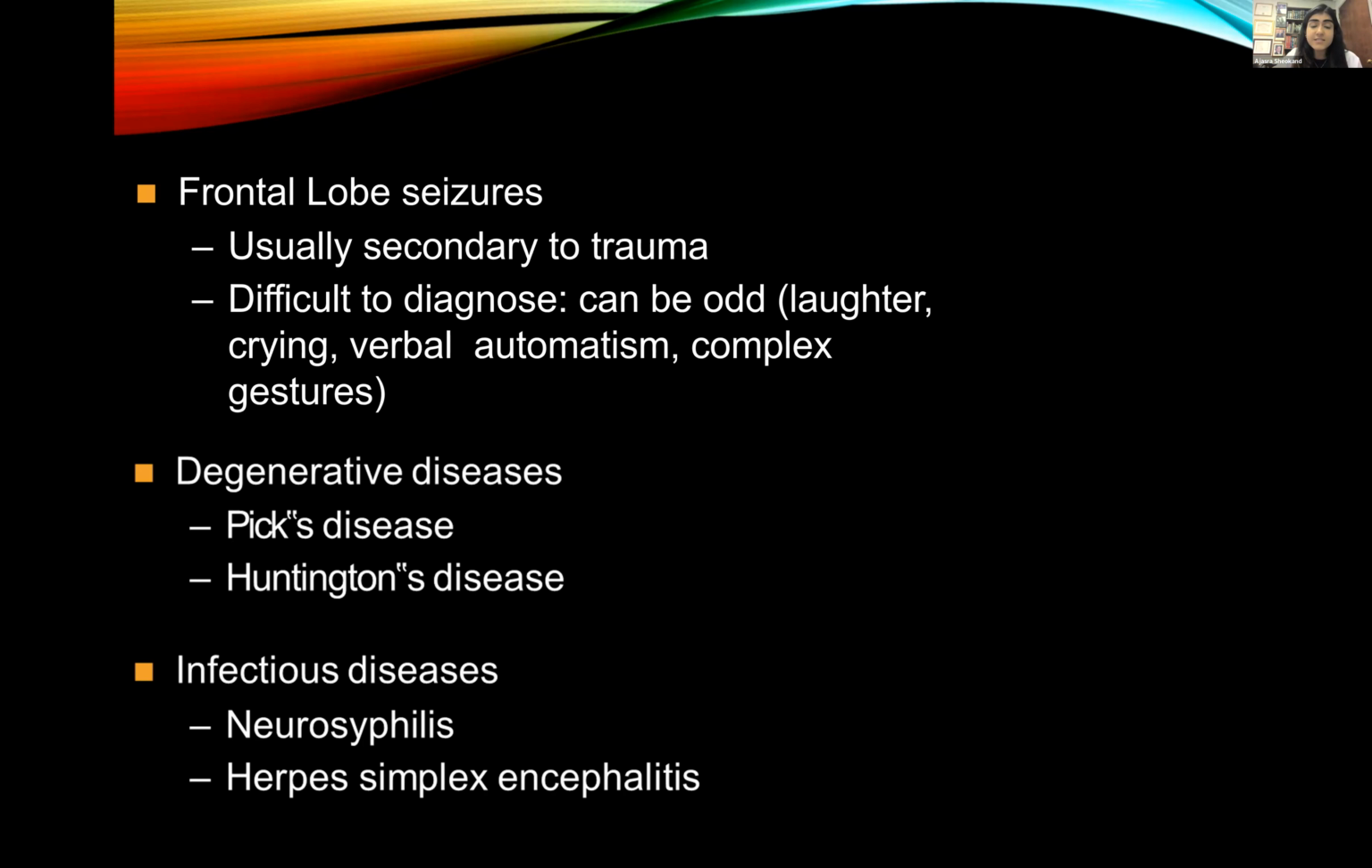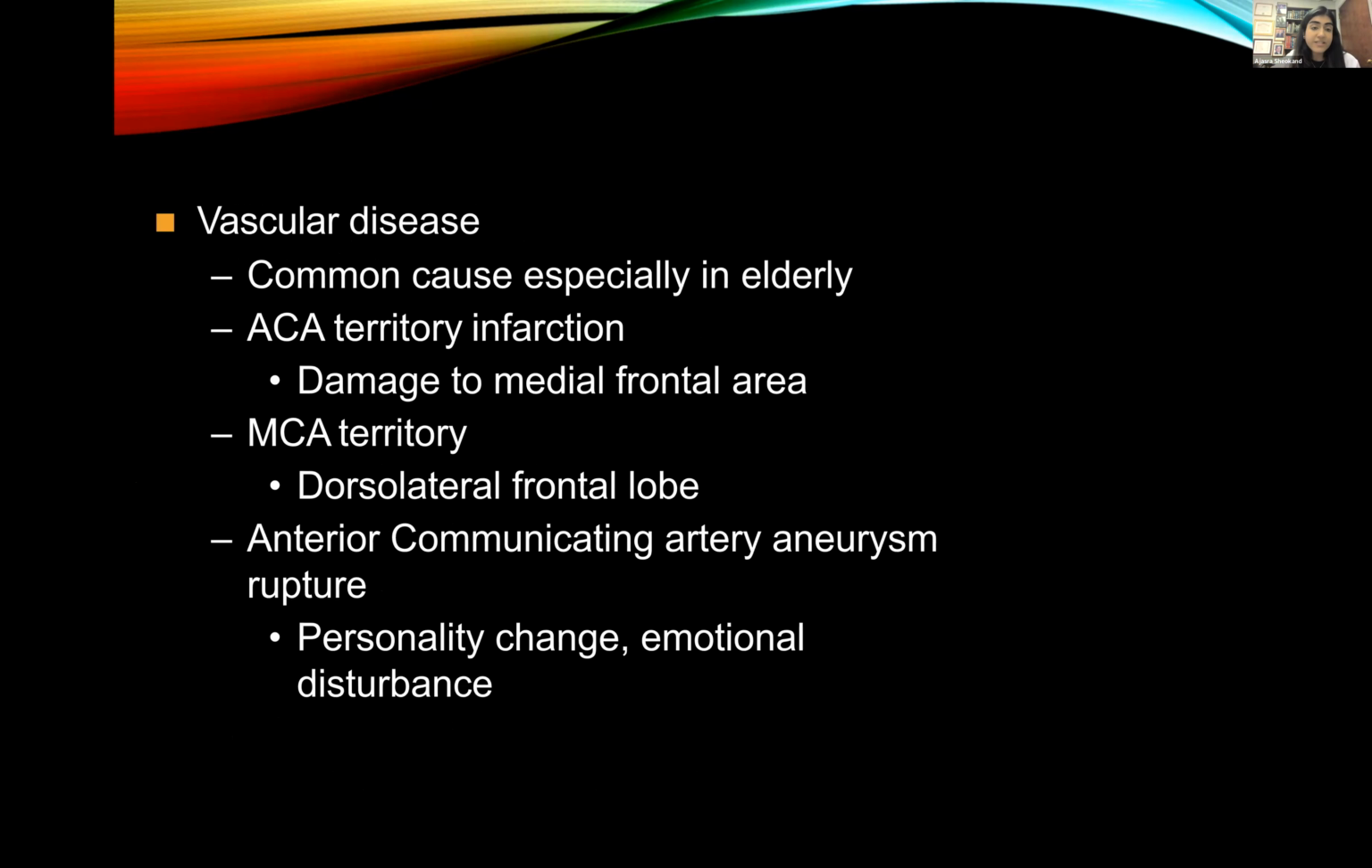Then it's associated with degenerative diseases, for example, Pick's disease, which is frontotemporal dementia, as well as Huntington's disease. It's associated with infectious diseases, for example, neurosyphilis and herpes simplex encephalitis. And then vascular diseases, as we had previously discussed. The medial frontal area is supplied by the anterior cerebral artery, so any territory infarction there can damage the medial frontal area. And the middle cerebral artery supplies the dorsolateral frontal area. And then any problems or the rupture of an anterior communicating artery aneurysm can also lead to personality change and emotional disturbance.